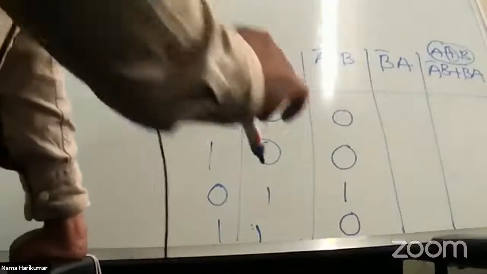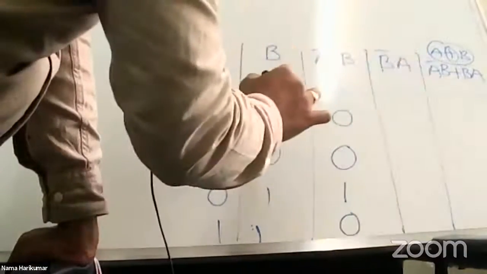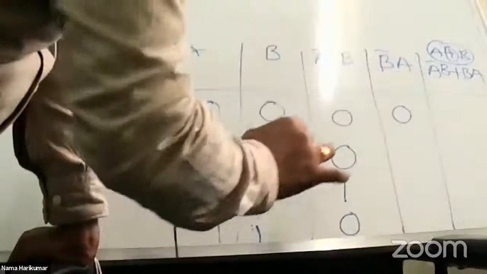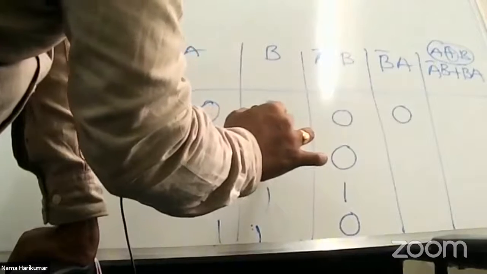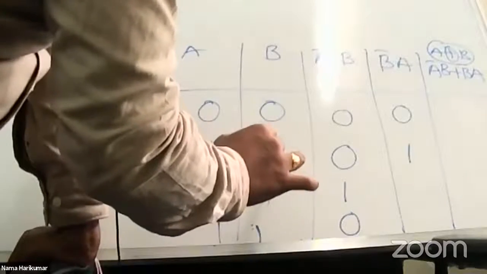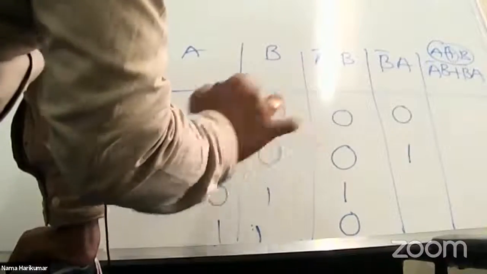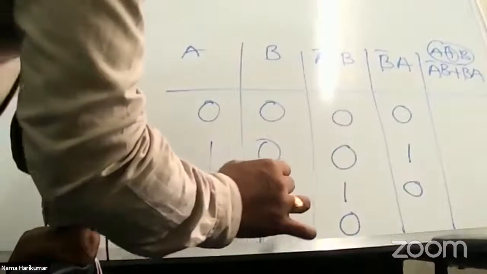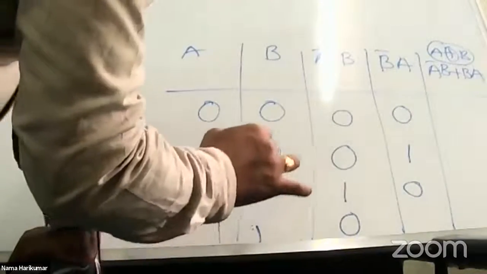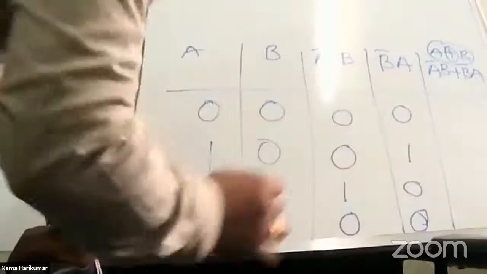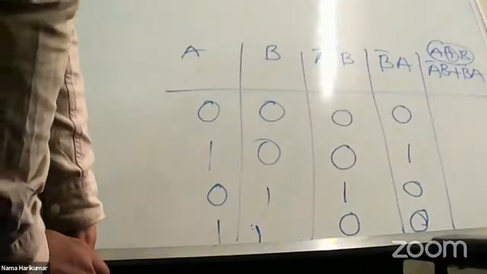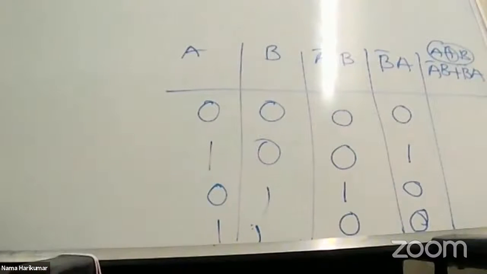Next is B complement A. The complement of 0 is 1, into 0 is 0. Next, B value 0, complement is 1, into 1 is 1. Next, the complement of 1 is 0, into 0 is also 0. Finally, the complement of 1 is 0, into 1 is also 0. These are the A complement B and B complement A values.